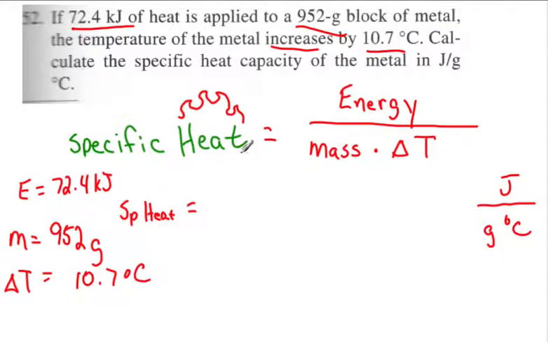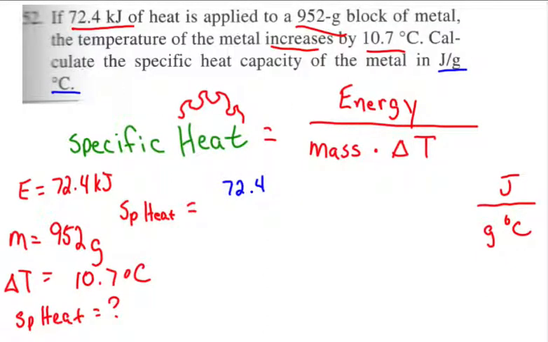Alright, so I have all of the unknowns except for specific heat, which is what we're trying to find. So I'm just going to plug into this equation right here. Specific heat equals my energy, which is 72.4, and I'll go ahead and write the units. That's kilojoules. What do I need to do to that? They wanted to know the answer in joules over grams degrees Celsius.